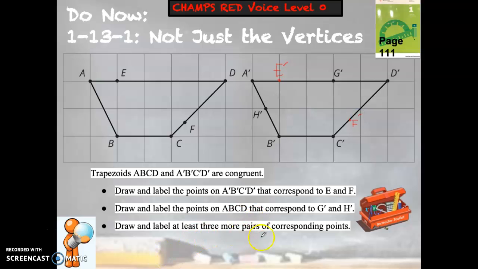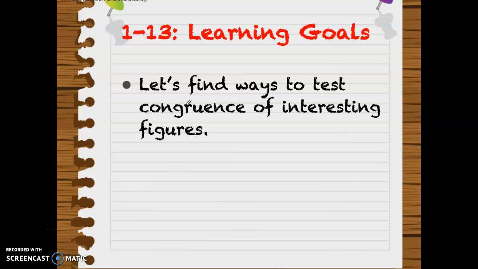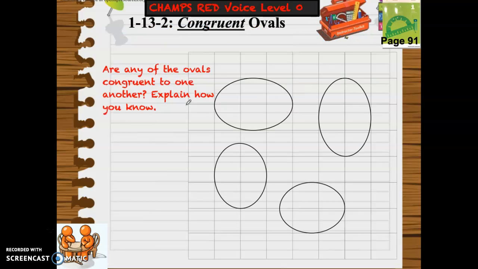You would continue on and be able to find the corresponding from G prime going the opposite way. Where would G land? In this case, you can see in this diagram where the corresponding points are. On the last one, it asks you to come up with more. There are some more examples that you could have possibly come up with. So the main goal of this lesson, again, is to test congruence in figures, and we're using corresponding points.